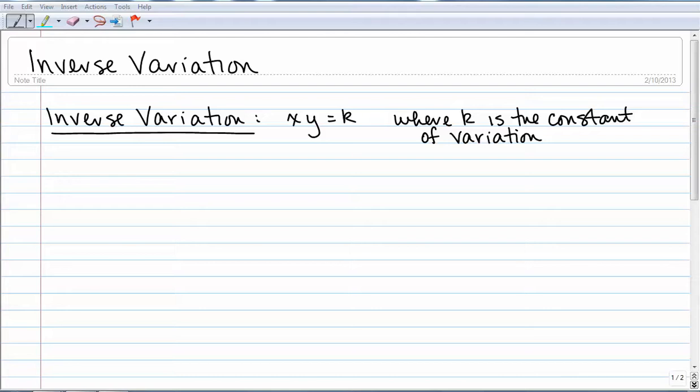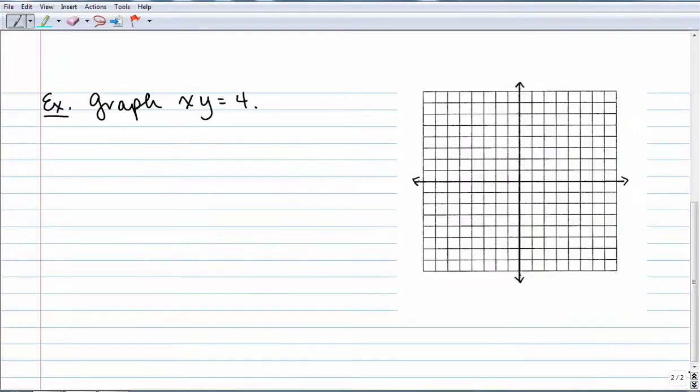Recall that an inverse variation equation is defined by xy equals k, where k is the constant of variation. Sometimes you'll be asked to graph an inverse variation equation, and here's an example of how you would do it. So let's say we need to graph the equation xy equals 4.